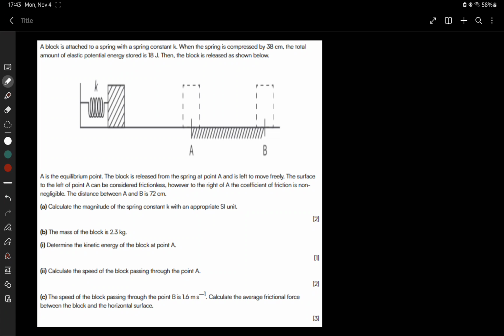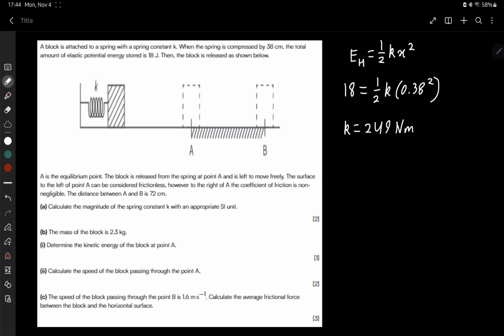So straight away, I can see that the elastic potential energy is 18 joules. So I'm using the elastic potential energy equation here, and that's equal to half K, because we're finding K, times the extension or the displacement, 0.38 meters. And we can rearrange to find K, which should be 249 newton meters.